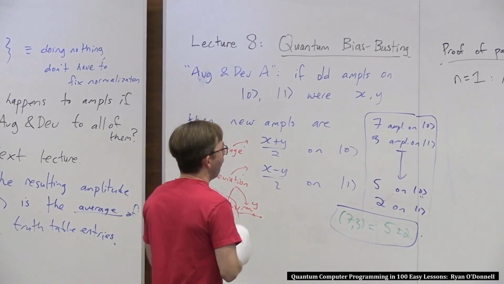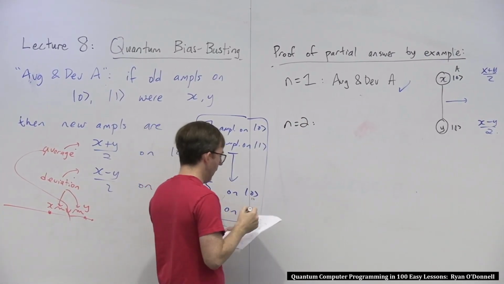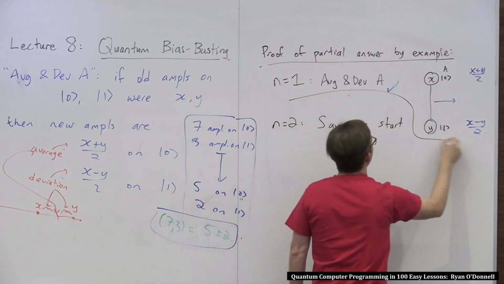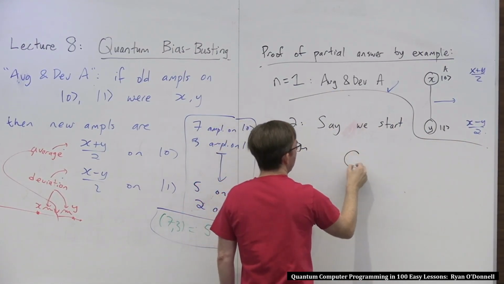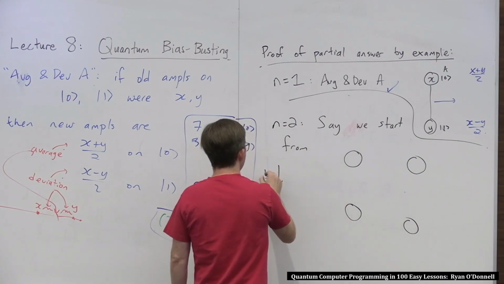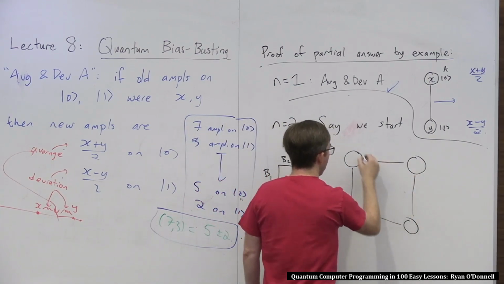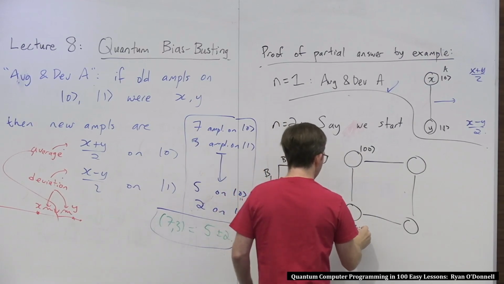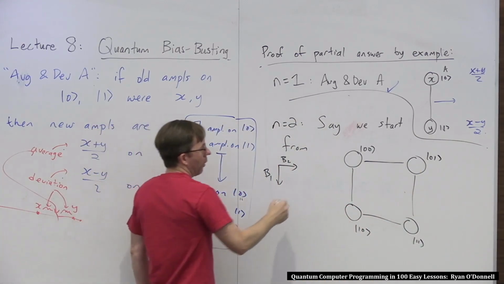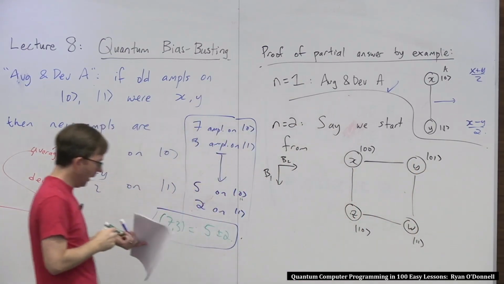What about the n equals 2 case? Well, let's say we start from a completely generic state, which I'll depict in this way. B1 will be the vertical direction, B2 will be the horizontal direction. So this is 0, 0. This one is 1, 0. This one is 1, 1. This one is 0, 1. And let's say we start from anywhere. We have amplitudes x, y, z, and w. That's our starting state.